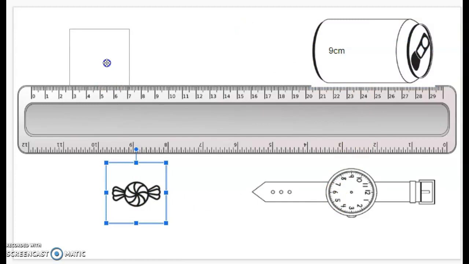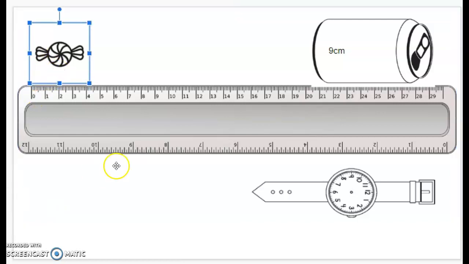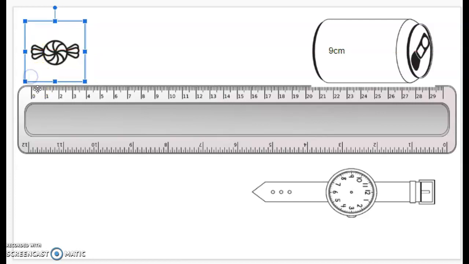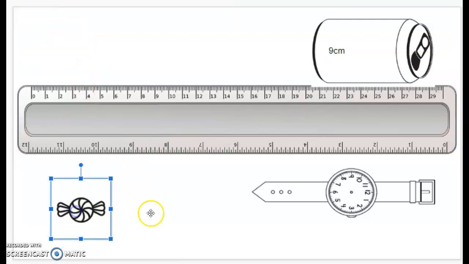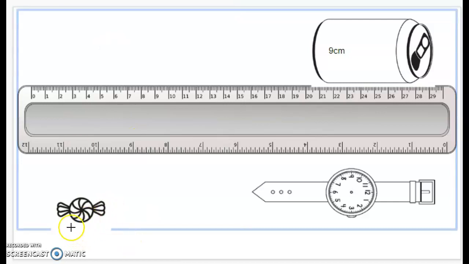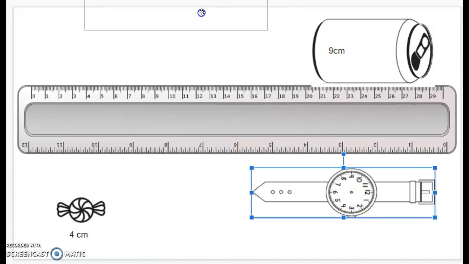Now let's do this little piece of candy. So once again, line it up at the 0. Here it is at the 0. Is it? I see this end is kind of not at the 0. I want to make sure the end of the candy, there we go, the wrapper, not the blue part. The wrapper's at the 0. Ooh, and that goes to here. So I'd say it's almost right on the 3.5, but I would say that is closer to 4. So I would label that one 4 centimeters.